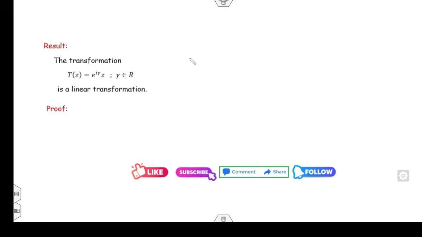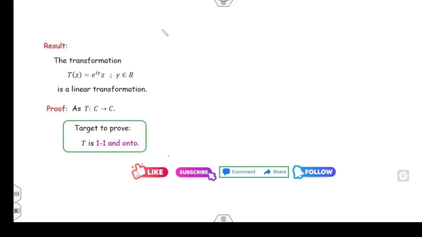Let's say the first one: your target is to prove that the mapping is a linear transformation. So what do you want to prove? You want to prove that T is bijective. How can you prove that it's bijective? Your target is to prove T is one-one and T is onto. Let's start by proving T is onto. How can you prove that T is onto?